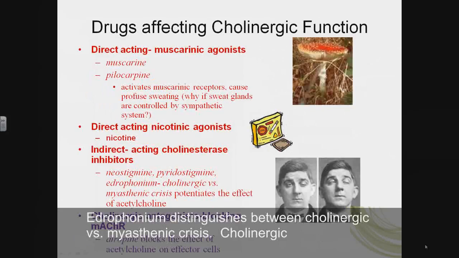Drugs that can affect cholinergic function. Remember, for both divisions, acetylcholine is released. For both divisions, the postganglionic neuron has nicotinic acetylcholine receptors, the one and only ionotropic receptor I asked you to know, where the receptor and the ion channel are the same entity.